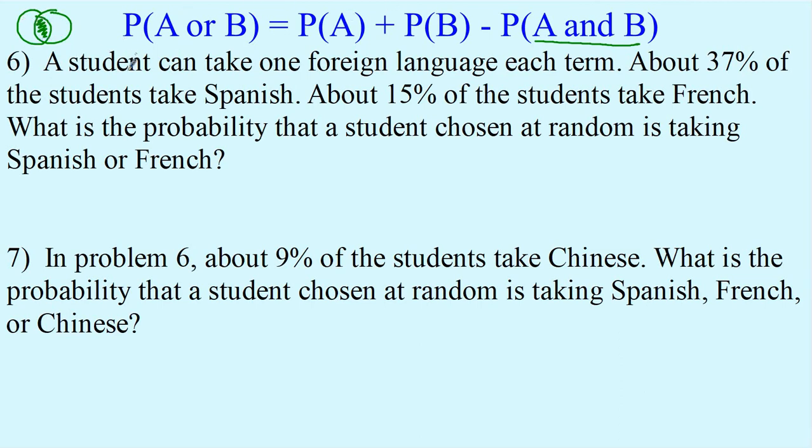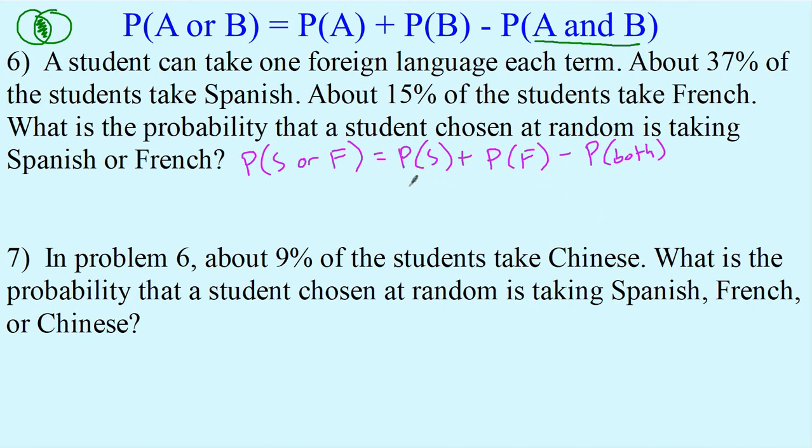So let's do number 6. A student can take one foreign language each term. It gives us a probability of Spanish, probability of French. What is the probability chosen at random is taking Spanish or French? So Spanish or French. So probability of Spanish plus probability of French minus the probability of both.